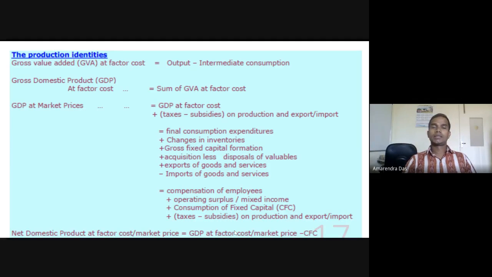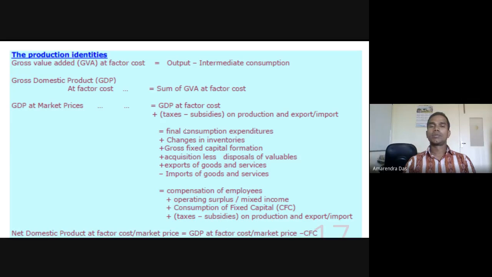So that is basically the expenditure method. And then we can take the income method, that is compensation of employees plus the operating surplus or the mixed income plus consumption of fixed capital plus taxes minus subsidies on production and export and import. So that means we are basically estimating the first one, that is GDP at factor cost plus taxes minus subsidies on production and export and import, that is GDP estimated using the production method.